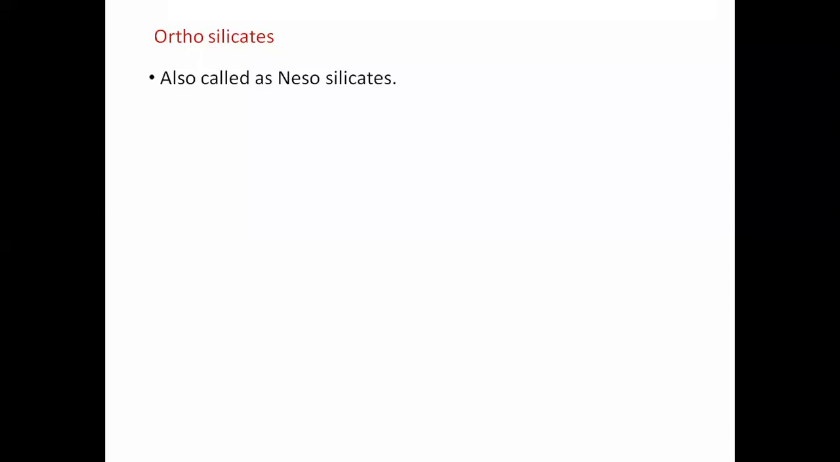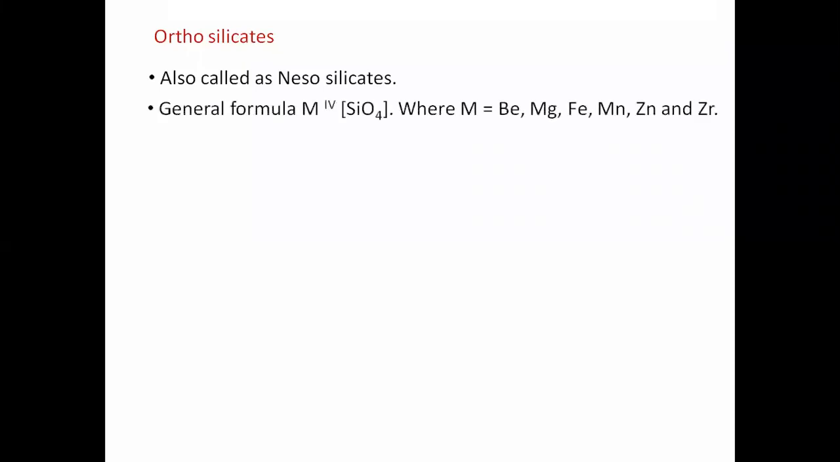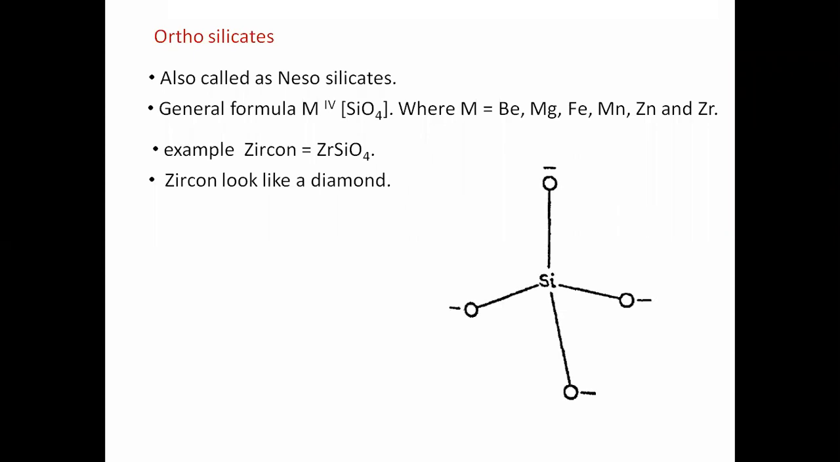They are also called nesosilicates, and they are represented as MSiO4, where M has oxidation number 4. M can be beryllium, magnesium, iron, manganese, and many other metals. An example is zircon. You might have heard about colored diamond. Zircon is a very famous artificial diamond available in the market, and it is one of the very good examples of silicate. It is a very hard material.